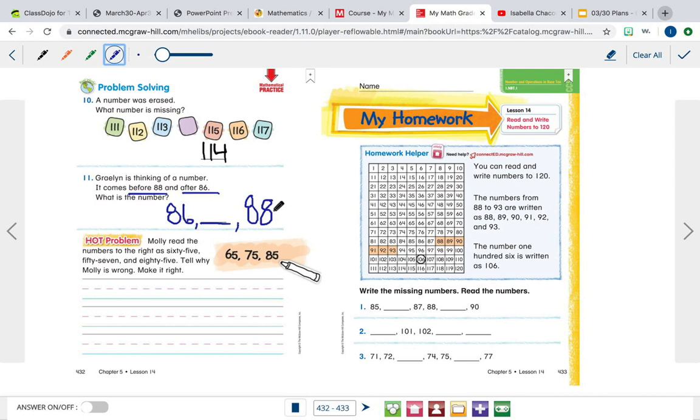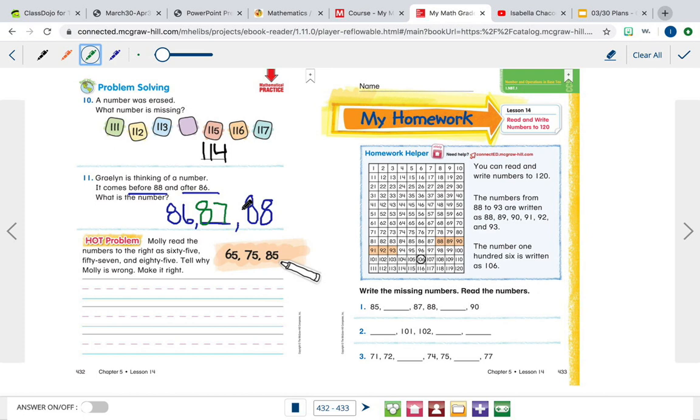Okay, 86 blank 88. Well, we know that the ones place is going to change, right? So 6 blank 8. What happens after 6 in the ones place? 6 blank 8. I hope you're saying 7. Now let's look at the tens place. The tens place is not going to change. So what number is in the tens place? 8. So our number is 87.